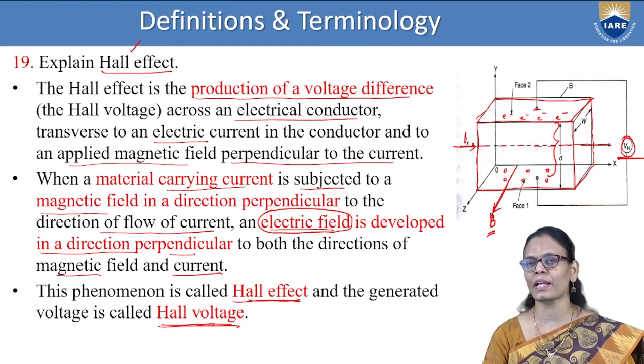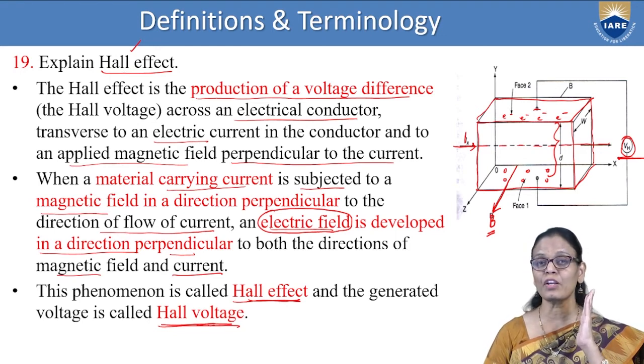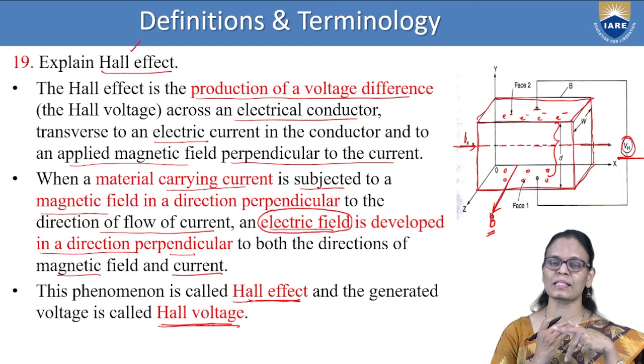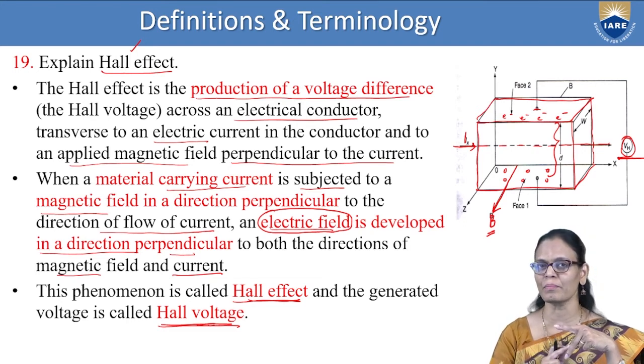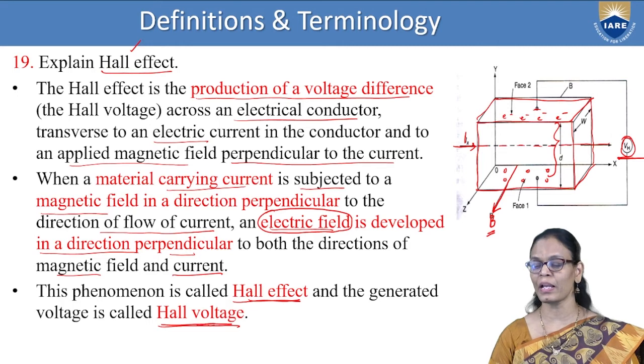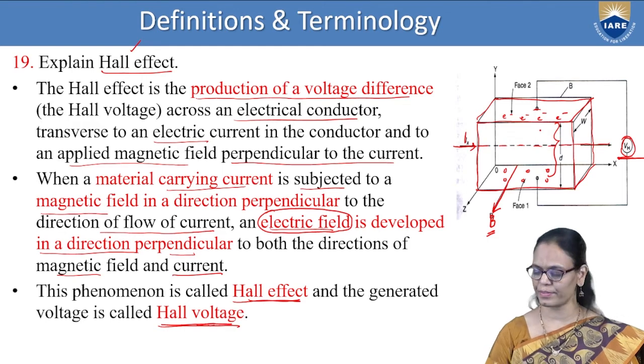To put it simply, if you have a conductor through which current is flowing, and a magnetic field is applied perpendicular to it, so that the current and the magnetic field are perpendicular to each other, then an electric field is developed in the direction perpendicular to both. Means the three are now mutually perpendicular. That is why we denote them by the x, y and z axes. Along x we have the current, along z the magnetic field, and along y we denote the electric field.